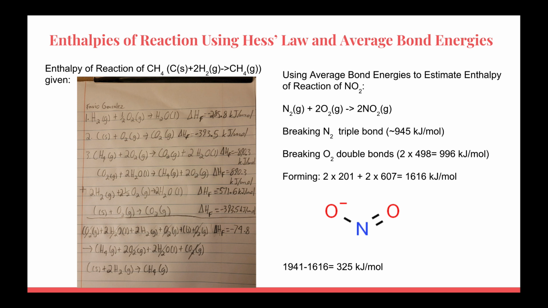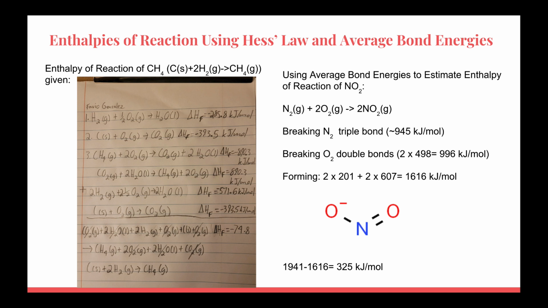1,616 kilojoules per mole. Right, so then to estimate the enthalpy of reaction, we go ahead and subtract the average bond energies of all the bonds that were formed from the average bond energies of all the bonds that were broken. So this is going to give us 1,941 minus 1,616 gives us 325 kilojoules per mole.